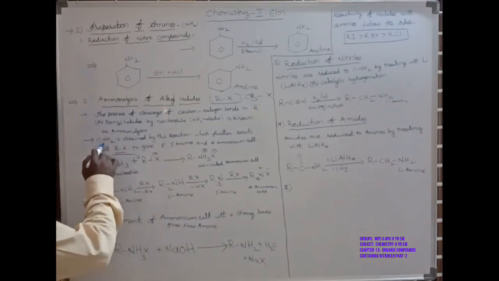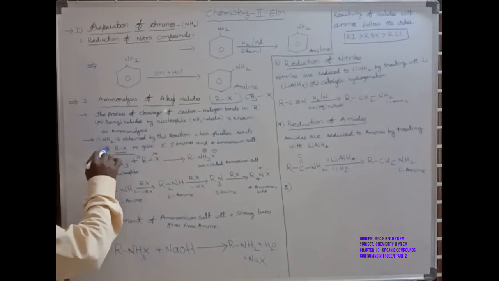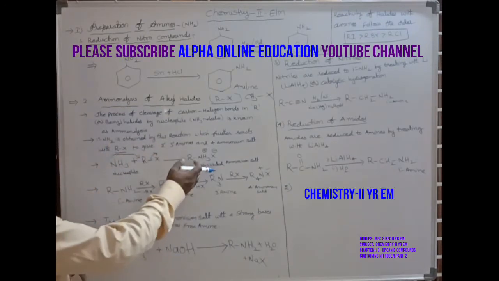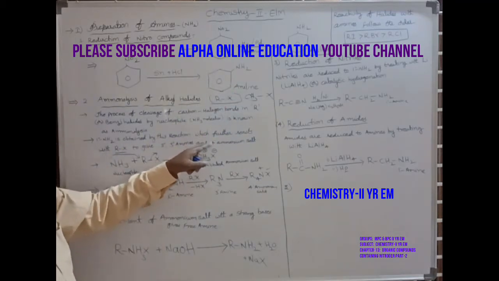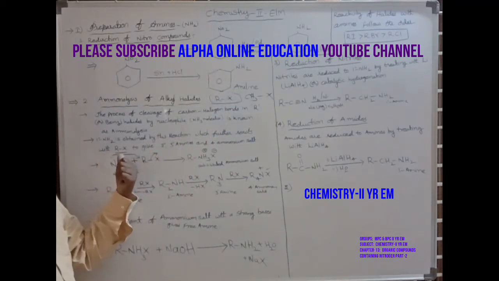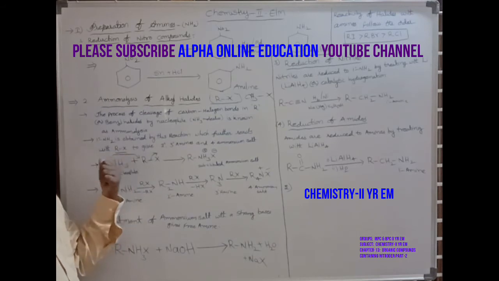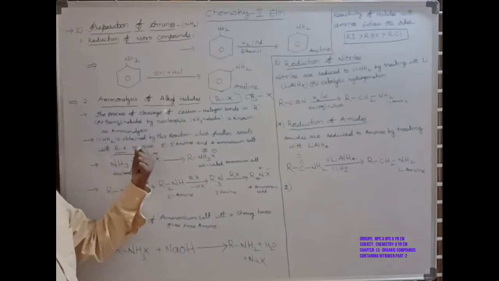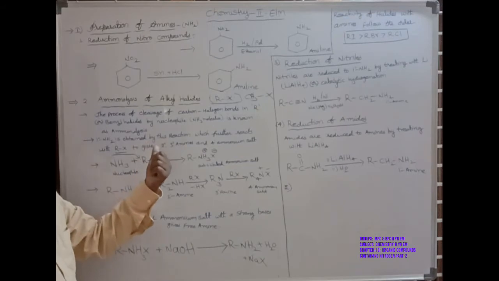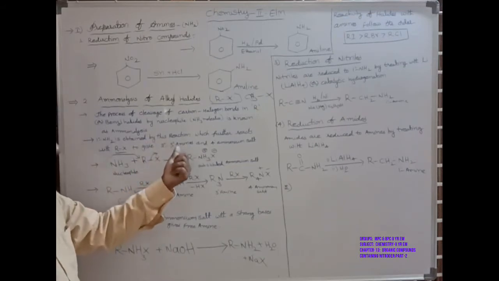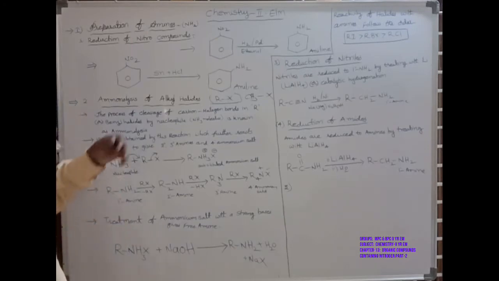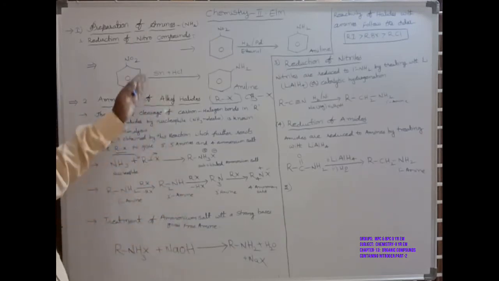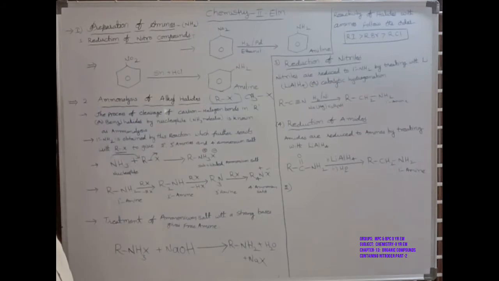The primary amine is obtained by this reaction, and it further reacts with the alkyl halide to give secondary amine, tertiary amine and quaternary ammonium salt. That is the ammonolysis of alkyl halides.